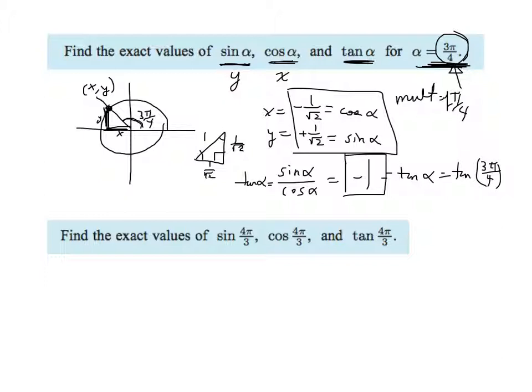Okay. All right. Let's try another one. Find the exact values of sine of 4 pi over 3, cosine of 4 pi over 3, and tangent of 4 pi over 3. So again, we're going to notice here that this angle, 4 pi over 3, is a special angle. It's a multiple of pi over 3, and pi over 3 is really the same as 60 degrees, right? So we're going to add 4 60 degrees, okay?